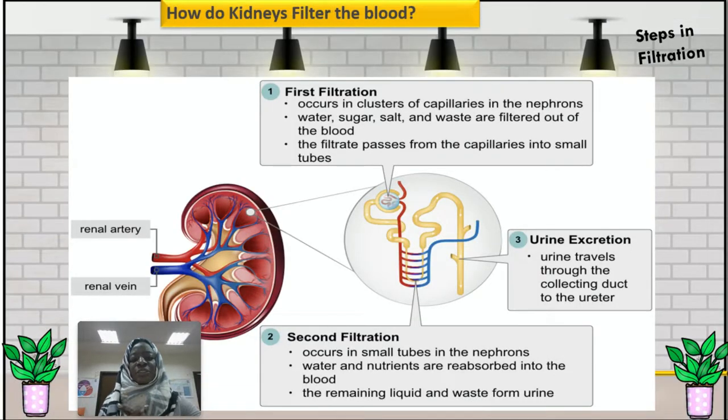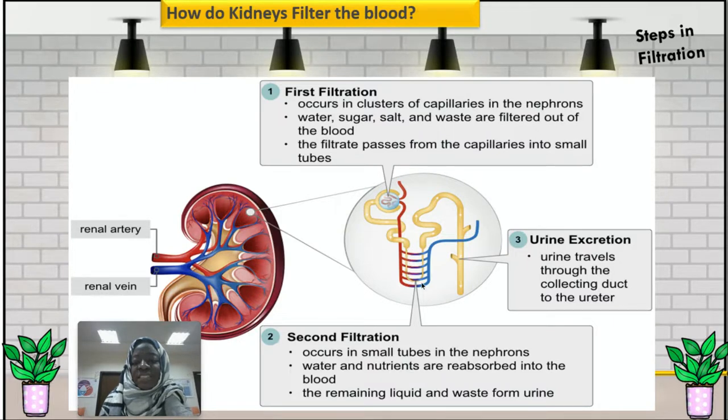So what happens in the first filtration? It occurs in the cluster of capillaries. So here are the cluster of capillaries within the nephrons. Water, sugar, salt, and waste are filtered out of the blood. So these things are filtered out of the blood and enter the tubules. The filtrate, which means the water, sugar, salt, and waste, leaves the capillaries and enters the small tubes or tubules and passes down through these tubules.